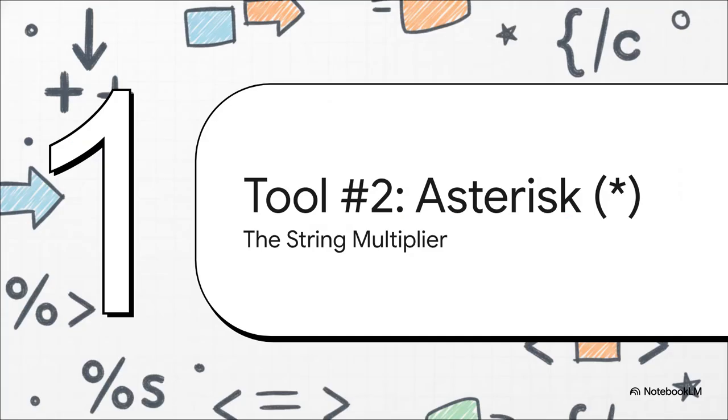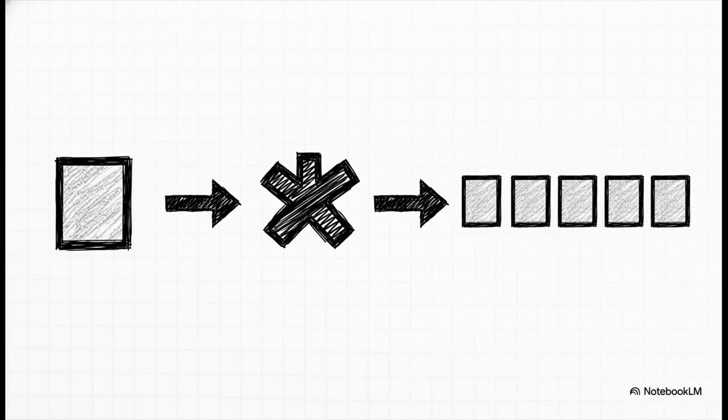Our next tool is a bit more specialized. This is the asterisk operator, and it basically acts as a string multiplier. Kind of cool, right? So unlike the plus operator that joins different strings, the asterisk has a very unique job. It takes one string and just repeats it a certain number of times. It's a fantastic shortcut if you're trying to create patterns or maybe some long repetitive text.